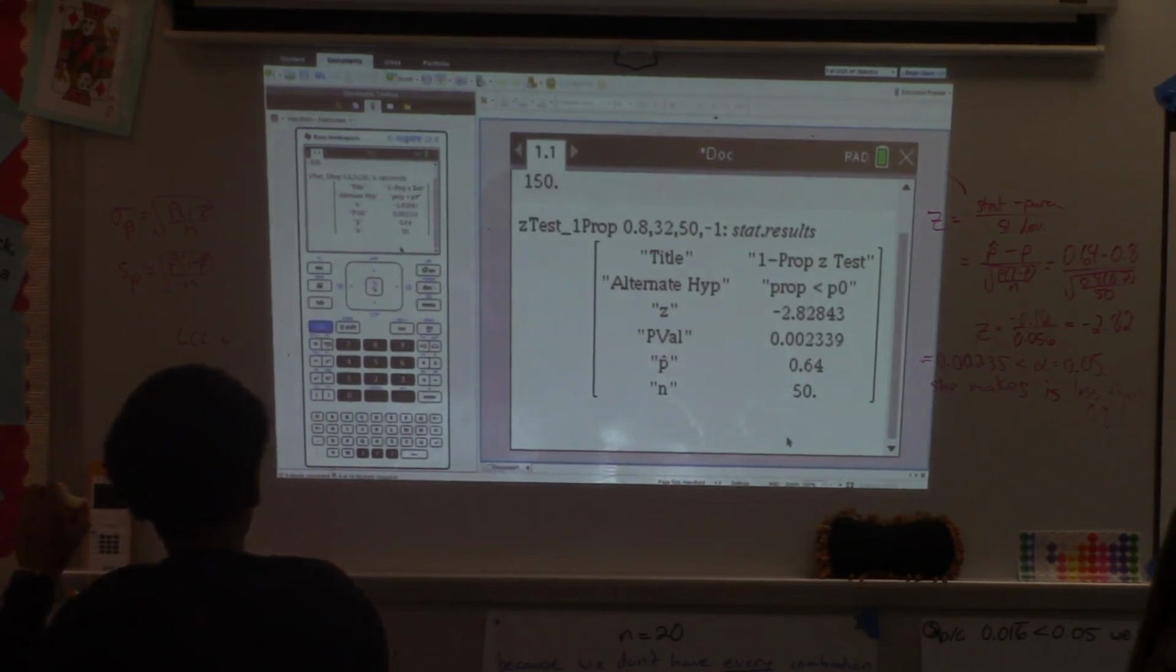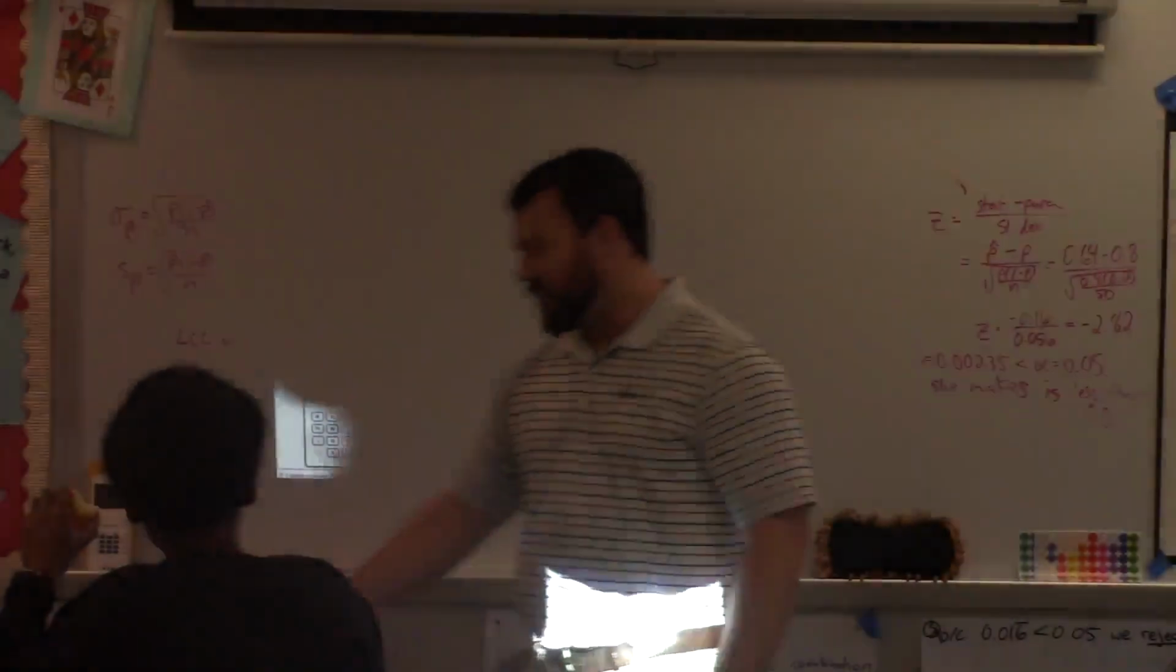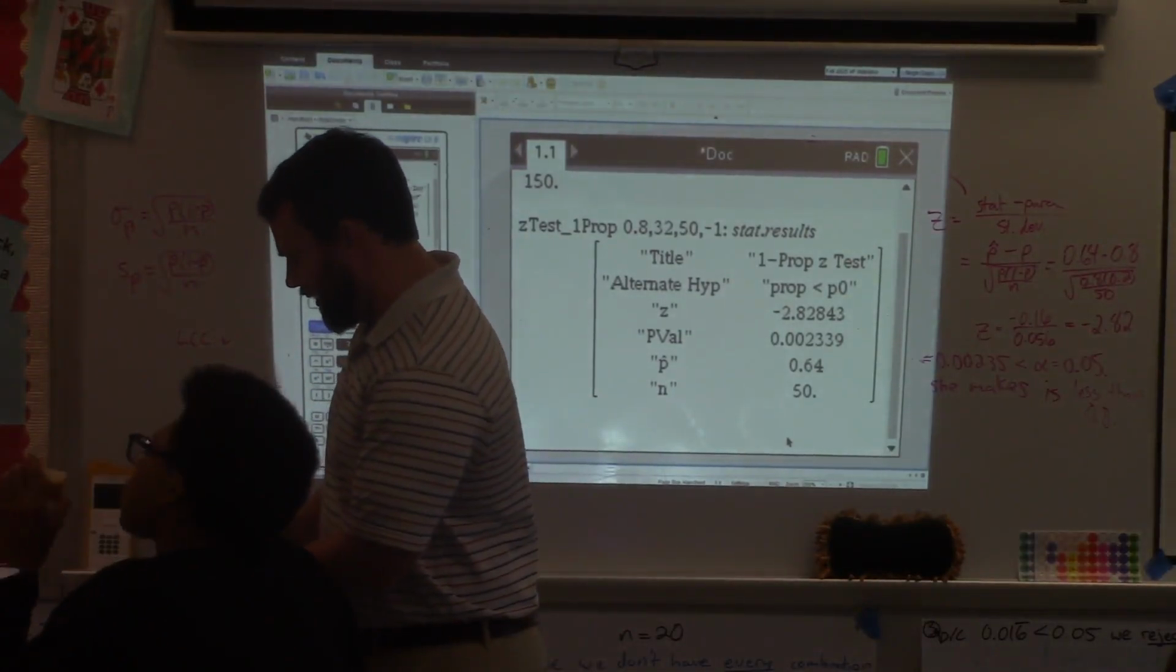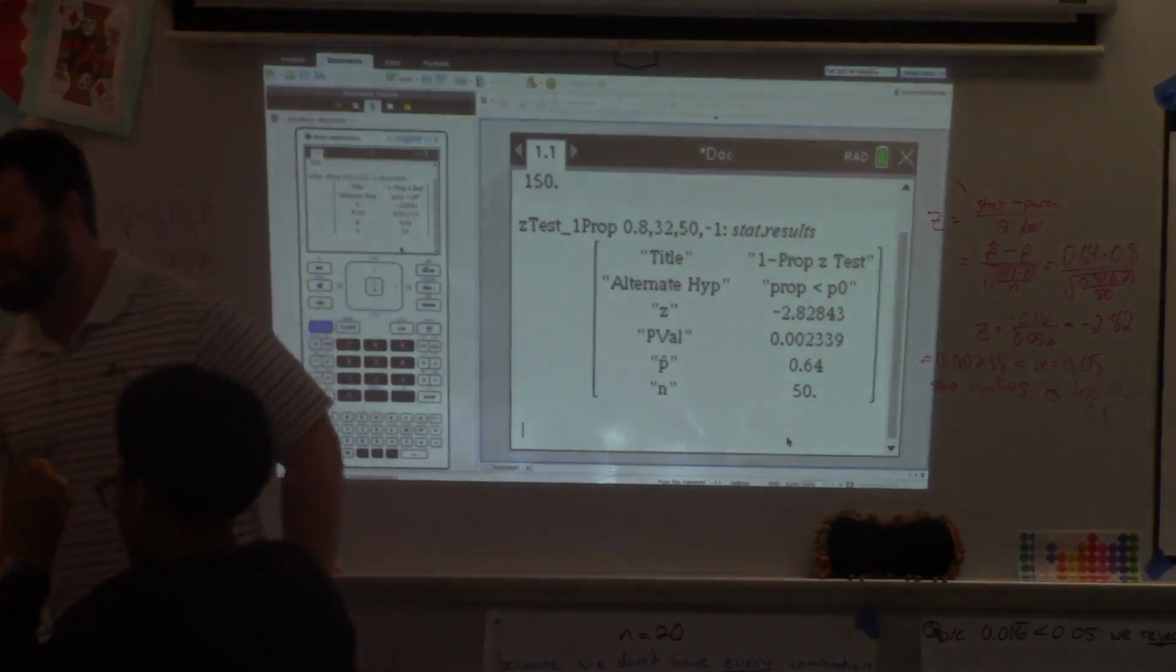Did you type something in wrong? Anybody see a z-score in there? That's because you already had stuff typed into that line. 2.82. You can't go back through it with nothing typed into that line.